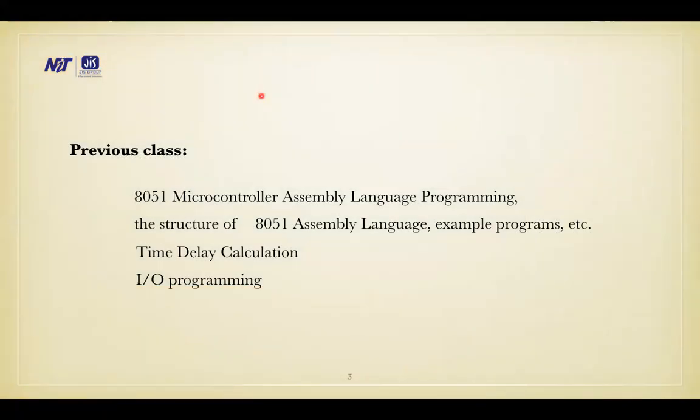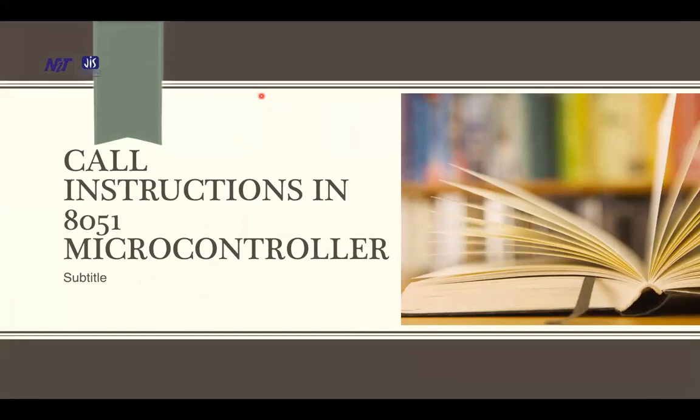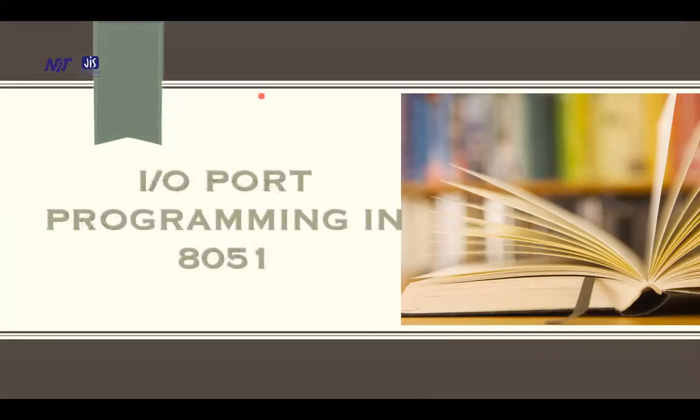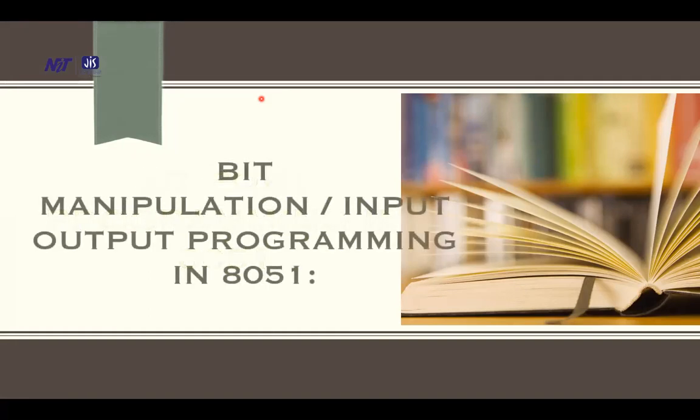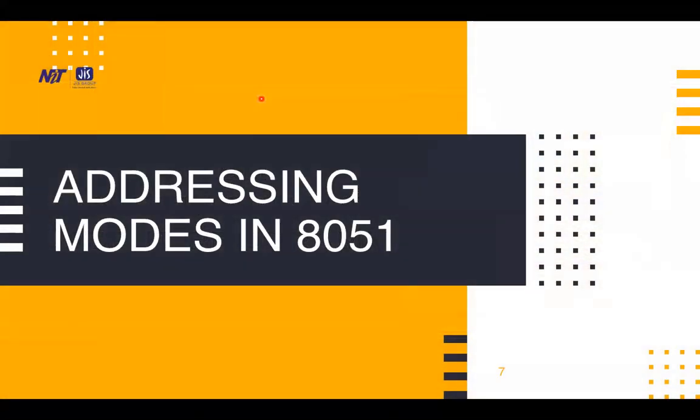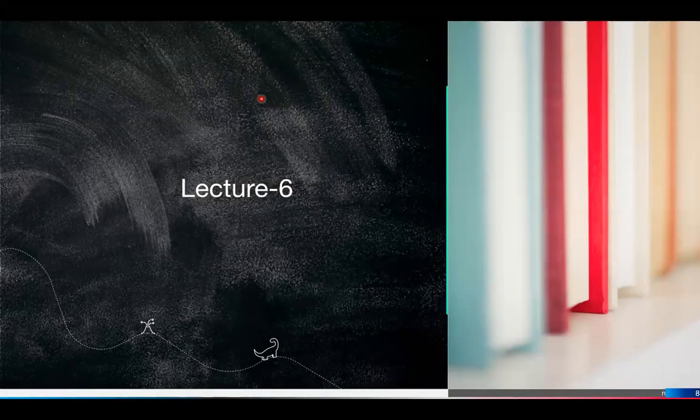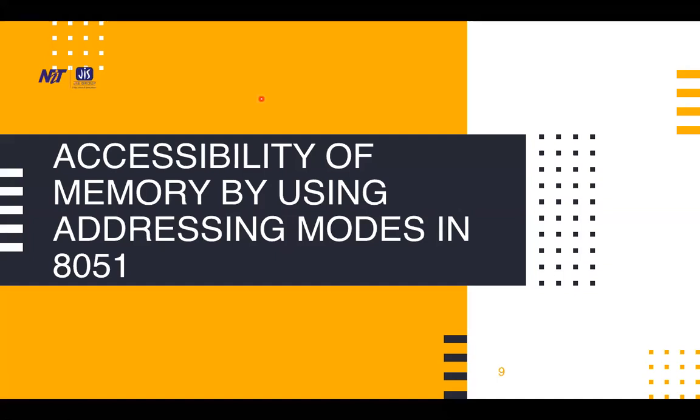In the previous classes, we have successively completed five classes: 8051 microcontroller assembly language programming, the structure of 8051 assembly language, example programs, time delay calculation, IO programming, call instruction, IO port programming in 8051, bit manipulation, input output programming in 8051, addressing of 8051, and today's lecture 6: accessibility of memory by using addressing modes in 8051.